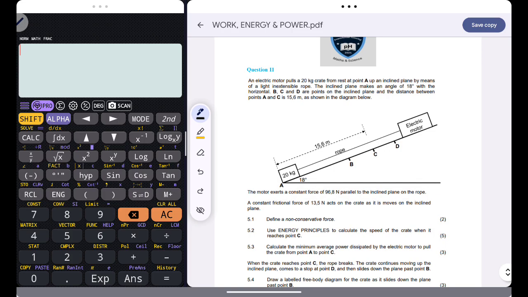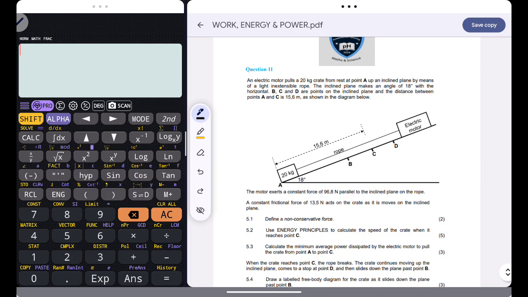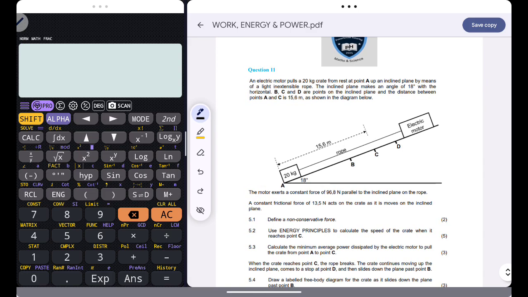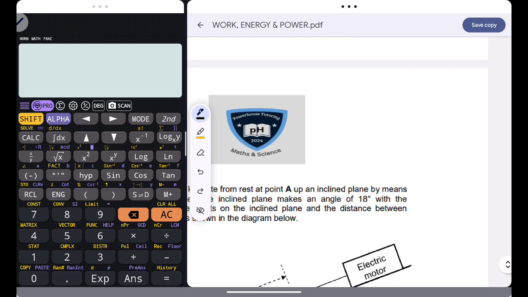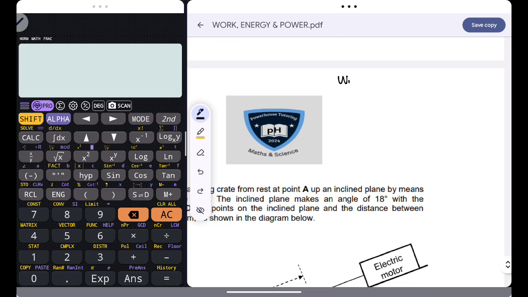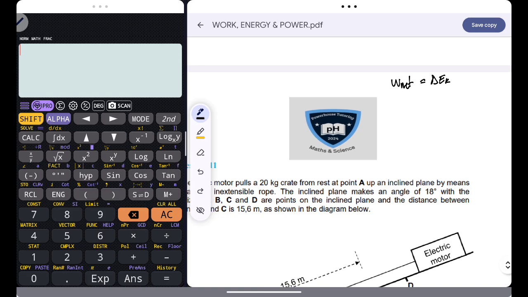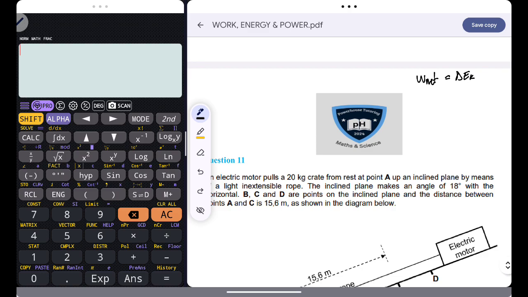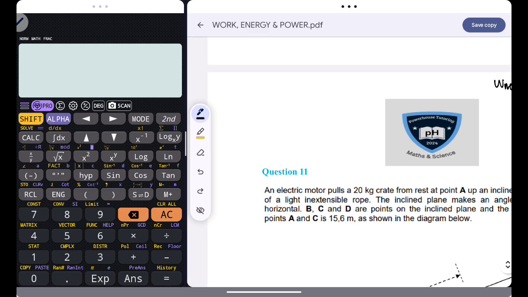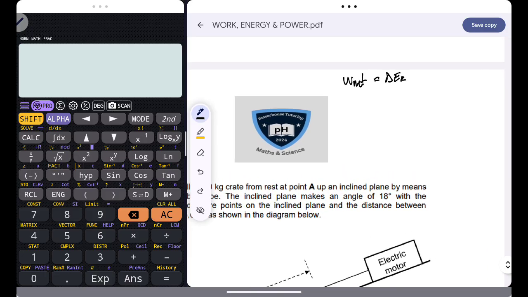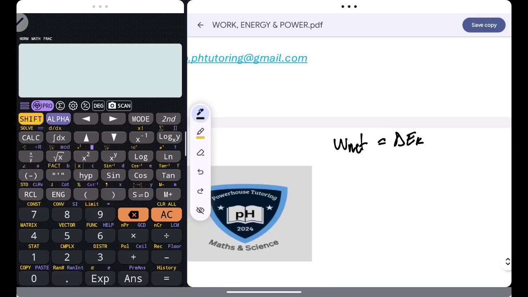5.2, you are supposed to use the work energy principles to calculate the speed of the crate when it reaches point C. Now you can simply use the work energy theorem. It simply says work net is equal to the change in kinetic energy. Are you together? By definition, work is the product of the force in question multiplied by the displacement in the direction of the force.